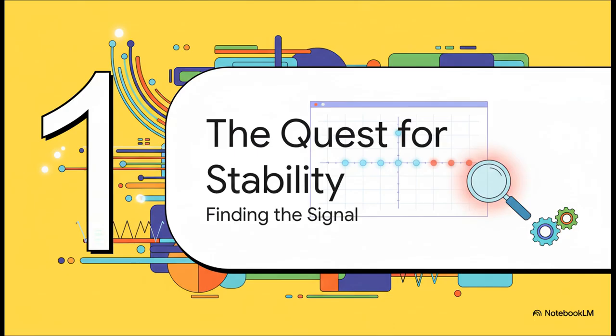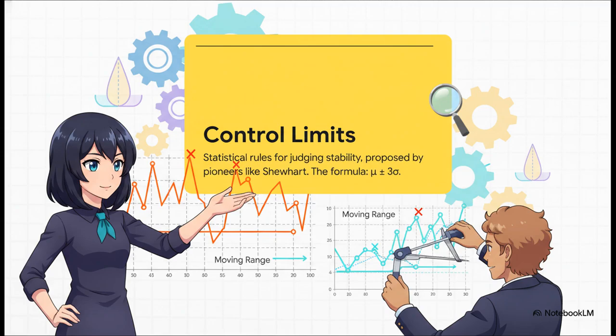So that leads us on this quest for stability. You see, to find a problem, you first have to know what normal even looks like. The whole goal is to measure the natural rhythm, the background hum of a process, so that the second something goes wrong, it sticks out like a sore thumb. And to do that, statistical giants like Walter Shewhart, W. Edward Deming, and others gave us this brilliant tool called control limits.